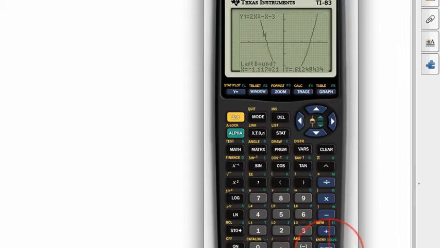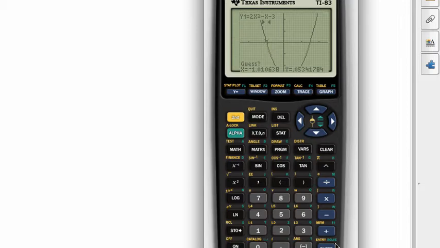So I hit enter. And now it should say right bound. So I'm going to move that blinking thing so it goes to the other side. So maybe, I don't know, around there. And I hit enter. And then it says guess. So you're going to put it as close as you can to the actual. You actually don't need to do that, but I'll do it.